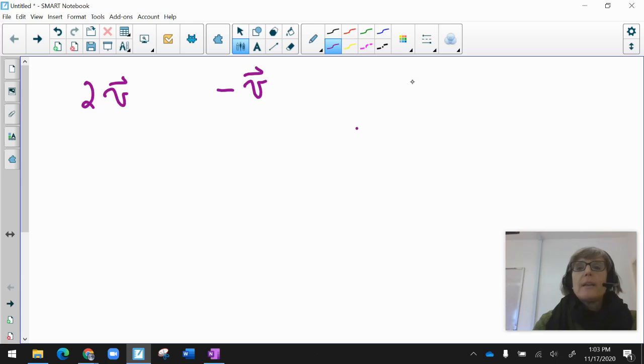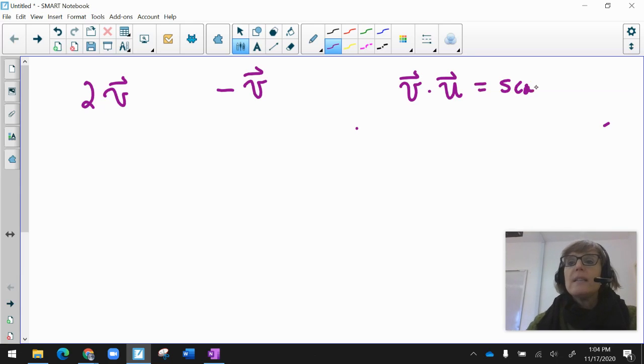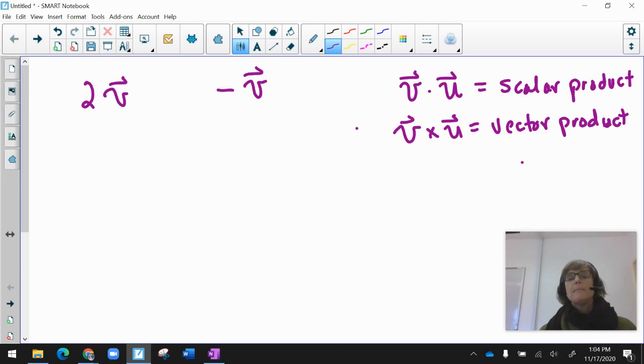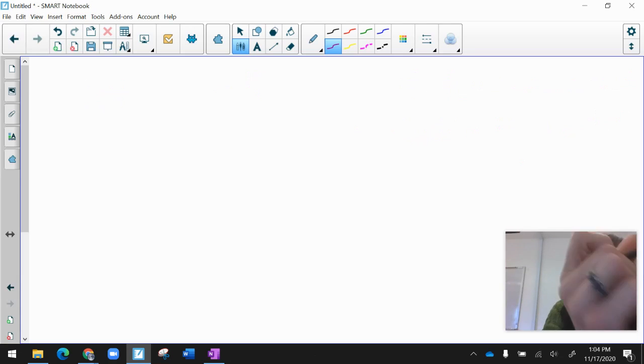What we didn't talk about is what we would do if we took vector v and vector u and multiplied them by each other. And there are two ways we can do that. We can do what I've written here, which is the scalar product, which is what we're going to talk about today. Or I can have a vector product, which we'll come back and talk about several chapters from now. But today we're going to focus on the scalar product.